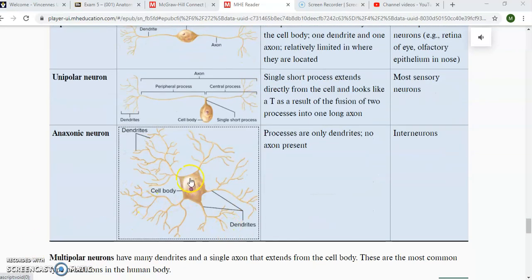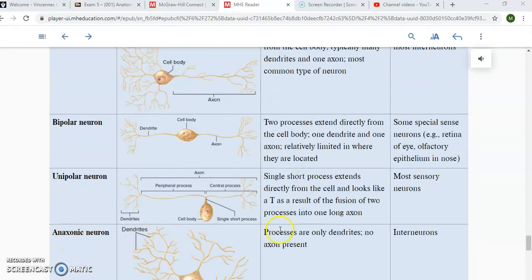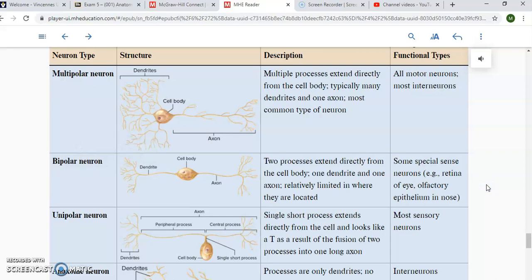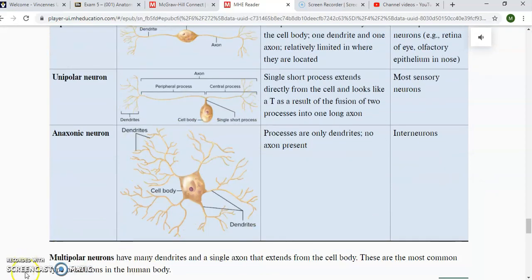So this is one where we have a cell body and then we have a bunch of dendrites, but that's all. We don't have an axon. So you'll find these primarily in the central nervous system. These are not in the peripheral nervous system. Most of them are called interneurons because they're communicating between two different neurons in the central nervous system. They just don't have an axon, so they call it anaxonic. So those are our 4 types of structural neurons that you should be familiar with.